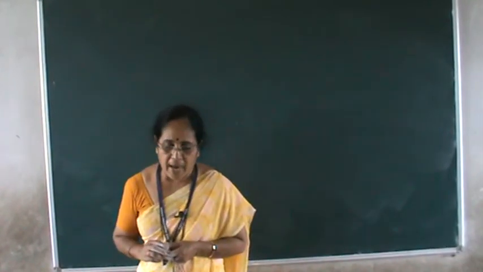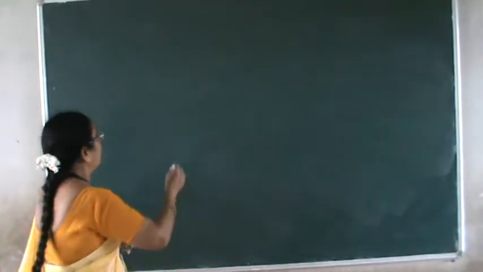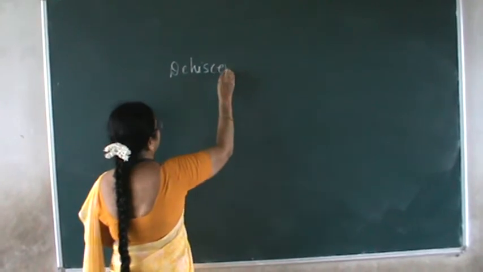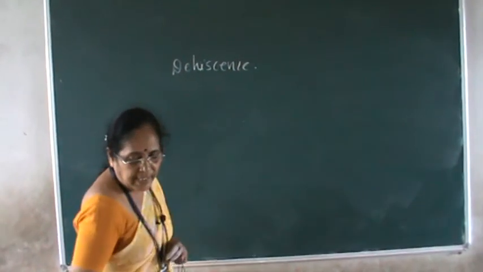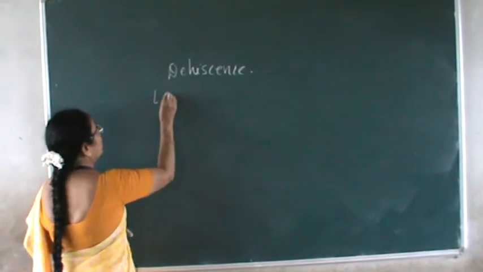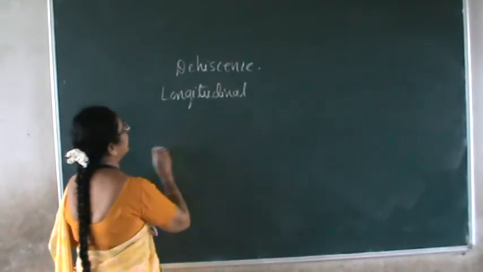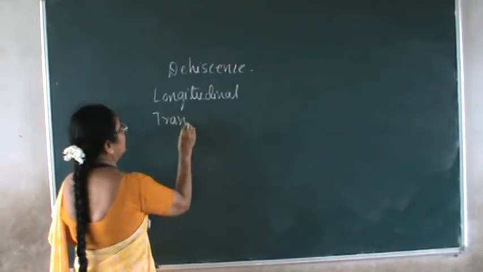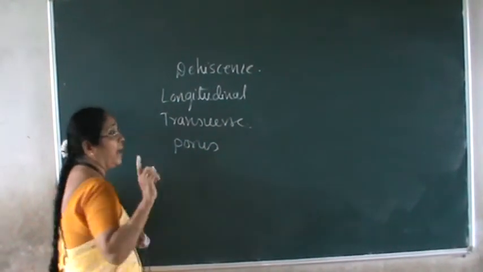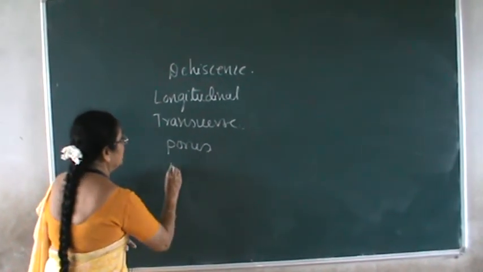monocotyledonous plants. And the next part of study is called dehiscence of the anther. That also I have explained in the anther part itself. So remember, this is the dehiscence. And again, for the dehiscence of the anther, there are 3 different types: longitudinal dehiscence, transverse dehiscence, porous, and one I have left there in that part of the class, that is called glandular.